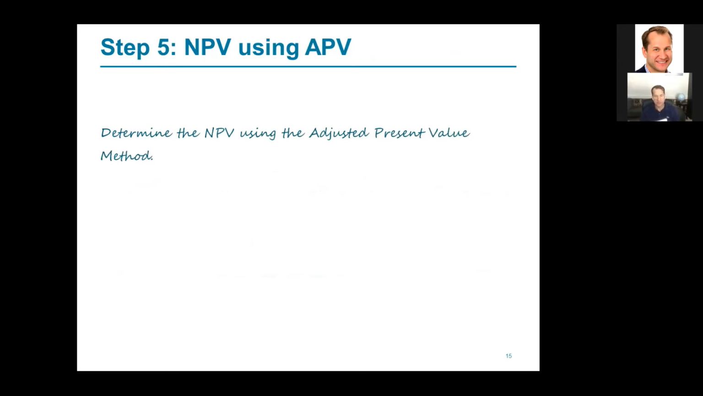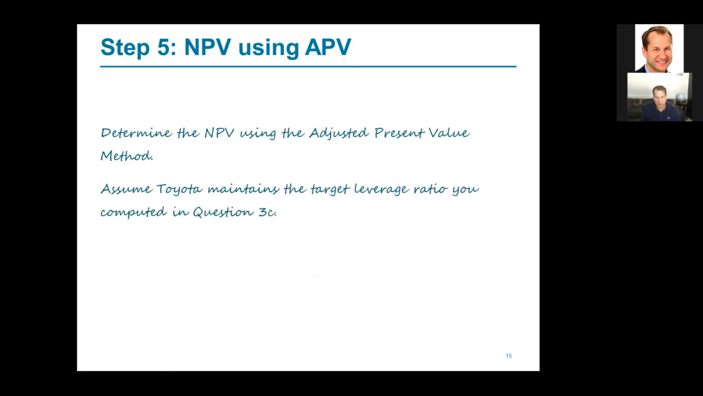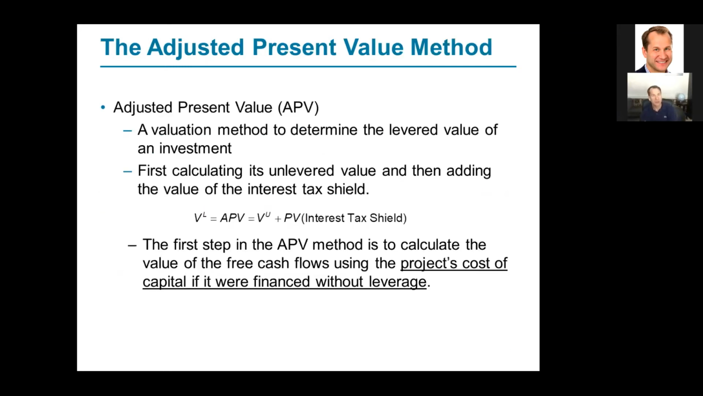So the next step is to use the adjusted present value method. Let's talk a little bit about what it is. I'll have a couple slides here, and then we'll jump back into Excel. So this is a valuation methodology to determine the levered value of an investment. We calculate unlevered value separate from the value of the tax shield, and then we add them up to calculate the levered value.